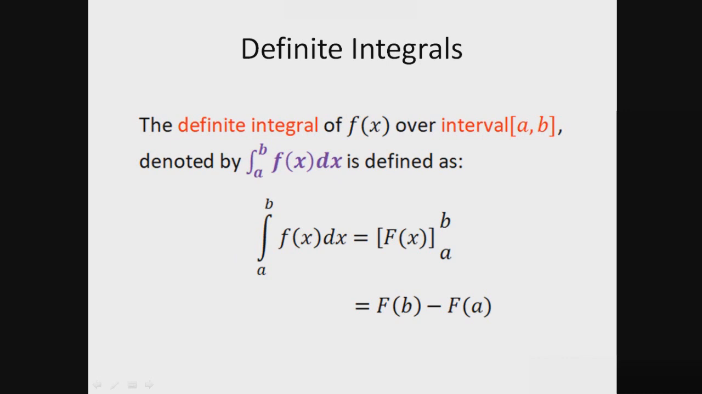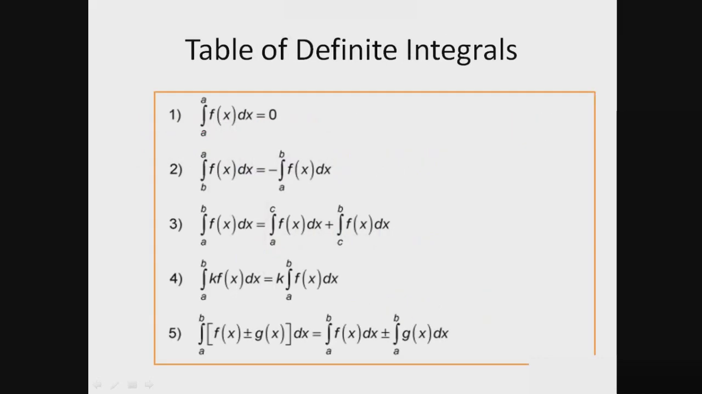Okay, let's look at the table of definite integrals. The first property says that the integral for a single value, from a to a, of f(x) dx is equal to 0. For a single vertical line, we get 0 because there is no area under the graph curve. So of course it's equal to 0.